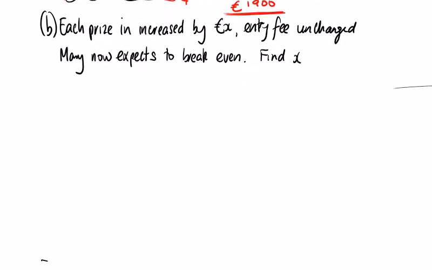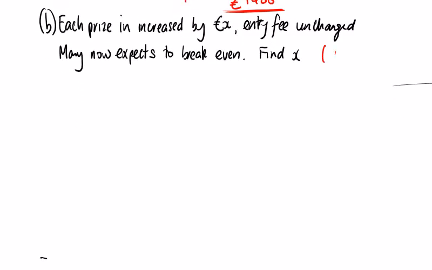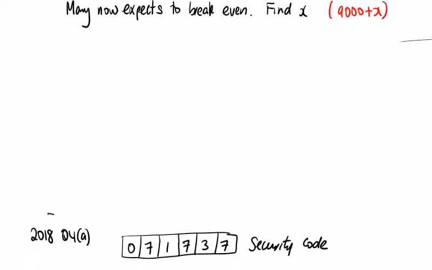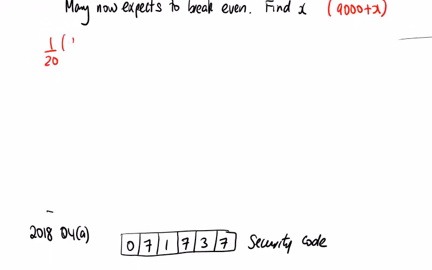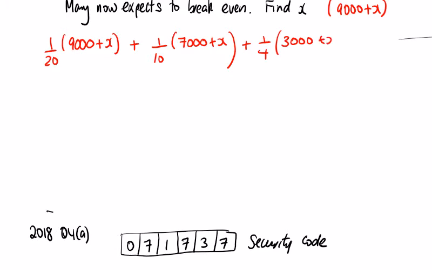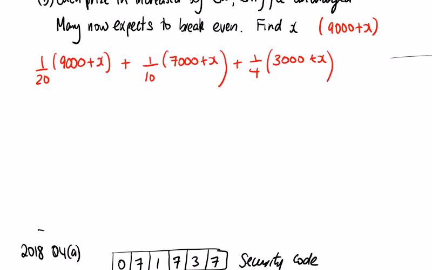So if each prize is increased by X, and they do tell you in this question, the first prize becomes 9,000 plus X. So it's the same math involved. We just have three different things. We have just our probabilities: 1 over 20, 1 over 10, and 1 over 4. So 1 over 20 by 9,000 plus X, plus 1 over 10 by 7,000 plus X, plus 1 over 4 by 3,000 plus X. She expects to break even, so that's an equals there. So breaking even is that she will get 2,000 back.